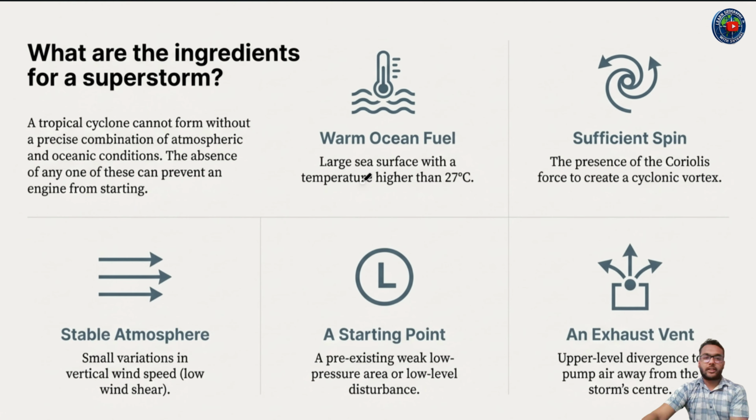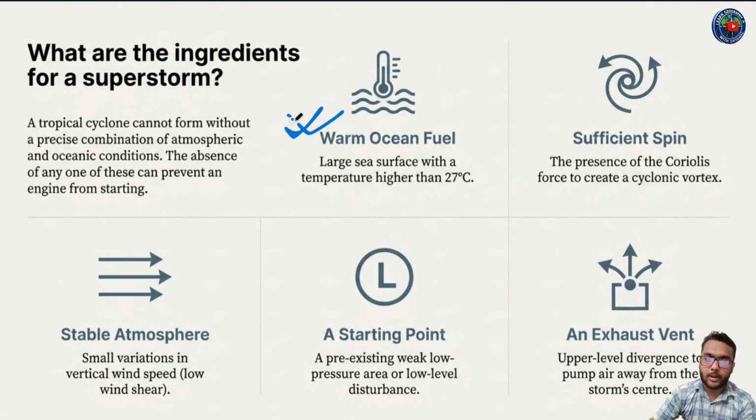Now, there are some ingredients for a superstorm, that is a cyclone. A tropical cyclone cannot form without a precise combination of atmospheric and oceanic conditions. The absence of any one of these can prevent the engine from starting. All are necessary conditions for creating a cyclone in tropical and subtropical regions.